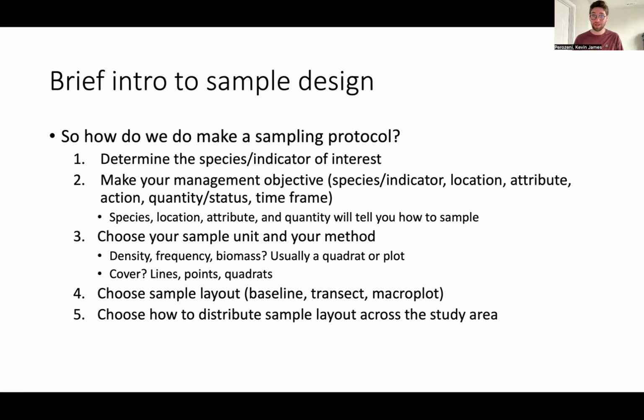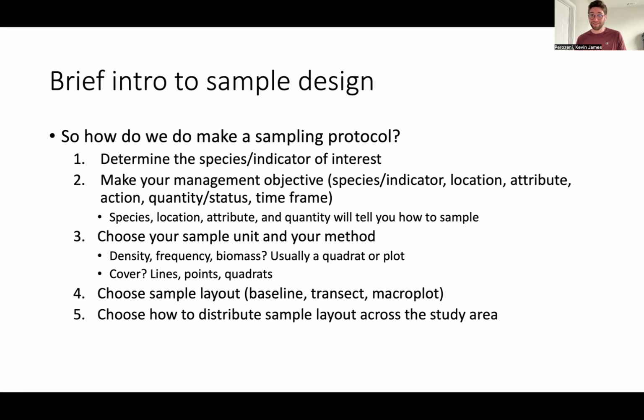And we've created them through the class. And so that's why we've talked about them in class and had you create some. And knowing what species, where you're going to collect, what you're going to collect, and how much you're going to collect, that'll tell you how to sample. Now you are going to have to choose your sample unit and your method.